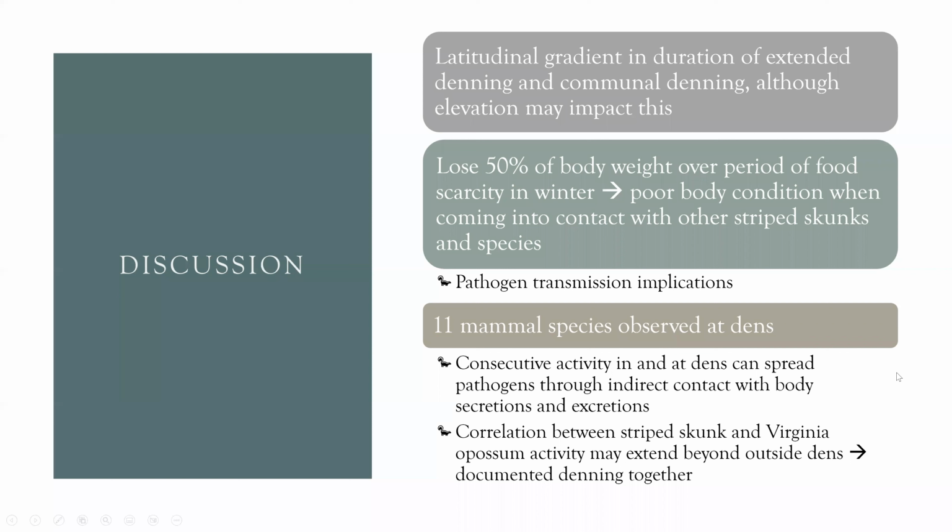And so overall, my study fit in with this latitudinal gradient in the duration of extended denning and also in communal denning, but we do know that elevation may impact this. This is also noteworthy because typically striped skunks lose about 50% of their body weight during the winter with all of this food scarcity and extended denning. They really come out of winter in a very poor state, of poor body condition.